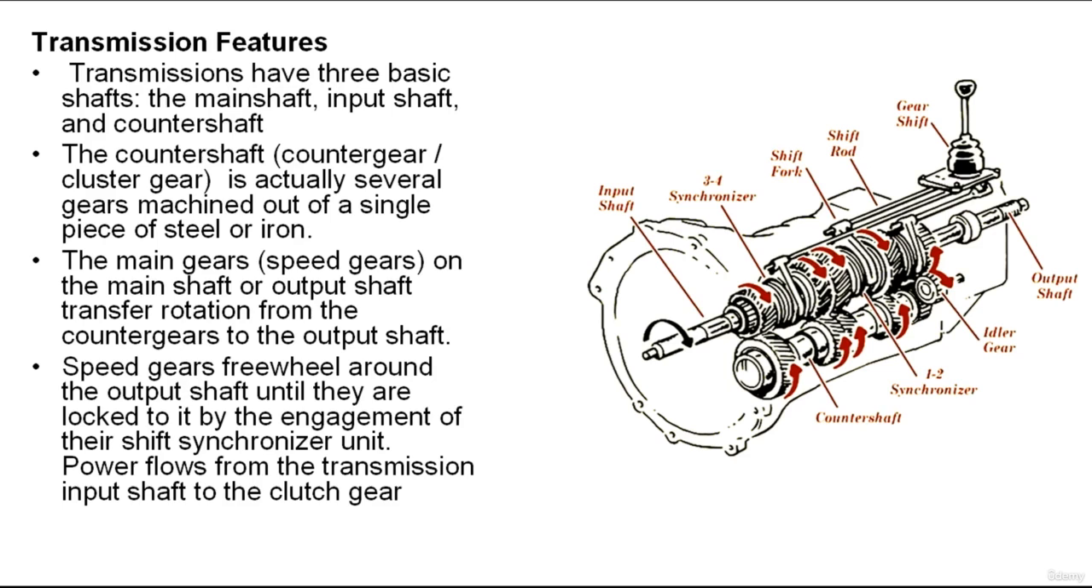This shaft and its clutch gear rotate with the clutch assembly and drive the counter gear assembly. The counter gears in turn cause the speed gears to rotate. The counter shaft assembly is often referred to as the cluster gear. The counter shaft is actually several gears machined out of a single piece of steel or iron. The counter shaft may also be called the counter gear or cluster gear.